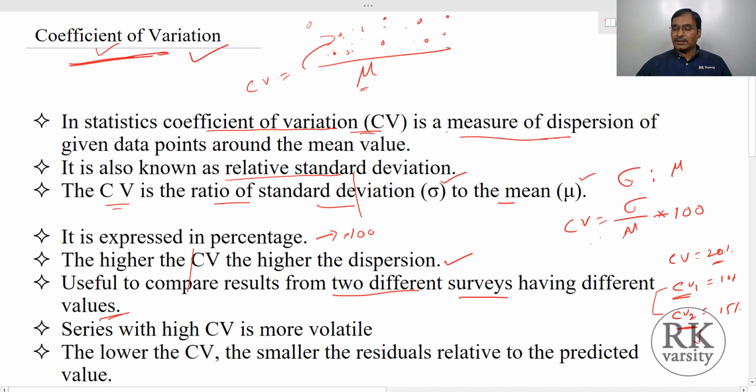When we say you have high dispersion, it means it is highly difficult to predict the values. Or we can say that the series with a high CV is more volatile. So this series is highly volatile when compared with the previous one. Now the lower CV, in opposite to the higher CV, means smaller residuals related to the predicted value. So your residuals are small relative to the predicted value. That means your model is close to accurate and prediction can be effective.